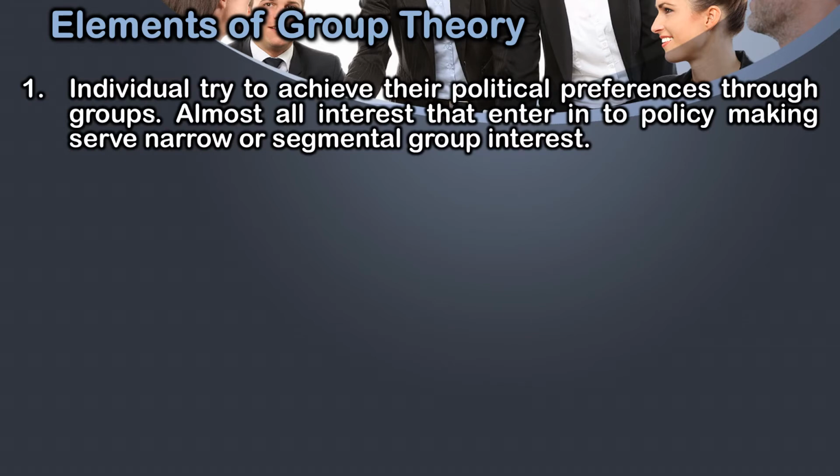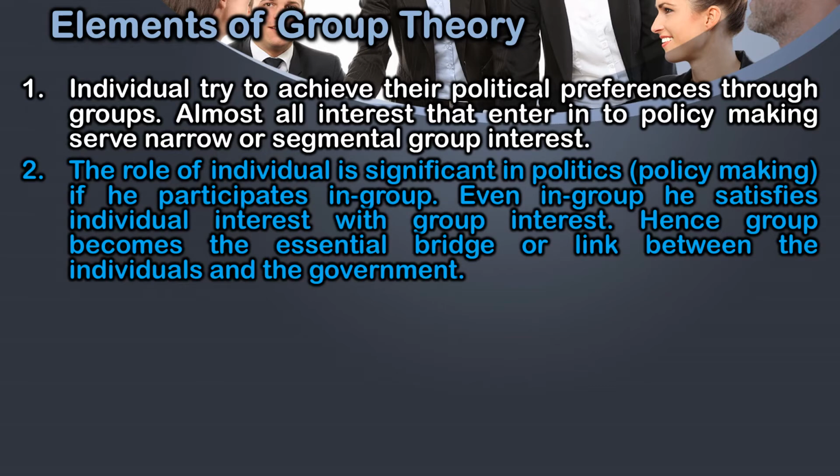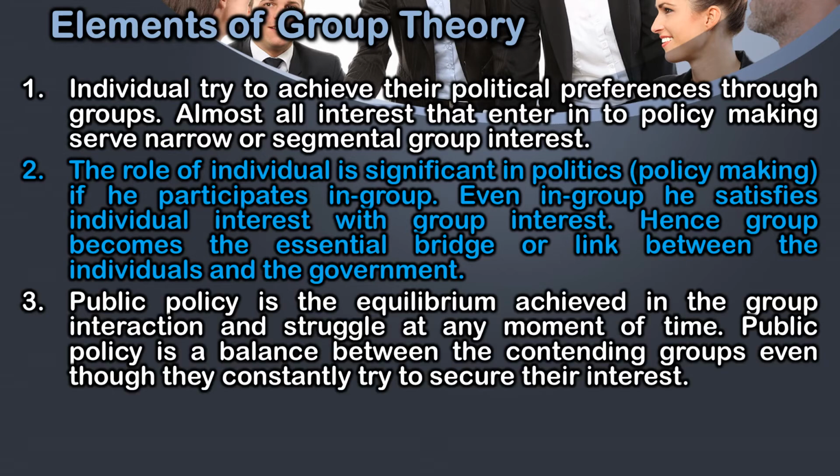Elements of group theory. Individuals try to achieve their political preferences through groups. Almost all interests that enter into policymaking serve narrow or segmental group interest. The role of the individual is significant in politics and policymaking, if he participates in a group, he satisfies individual interest with group interest. Hence, the group becomes the essential bridge or link between the individuals and the government.